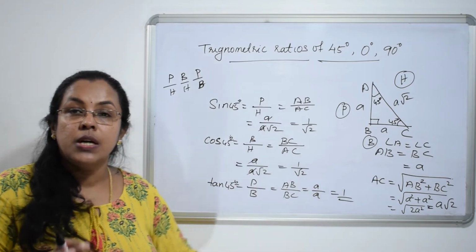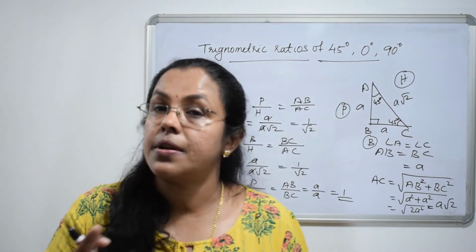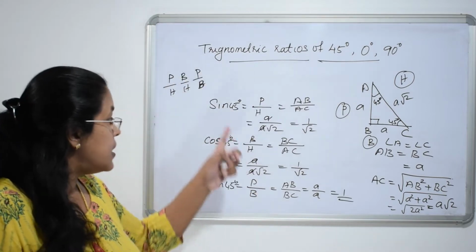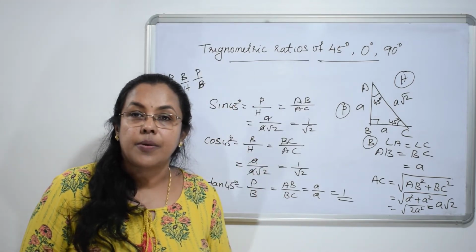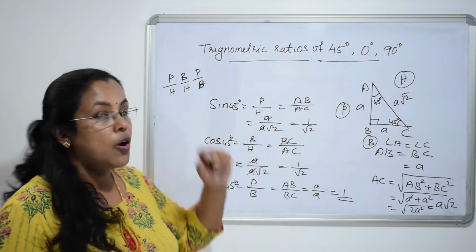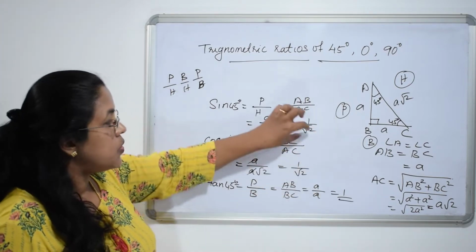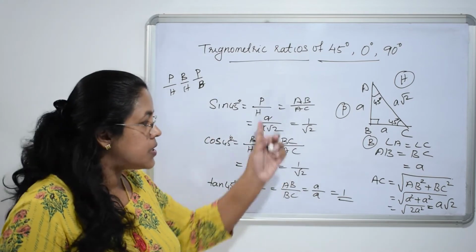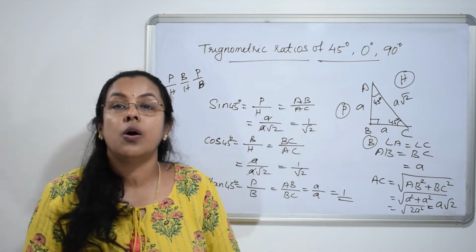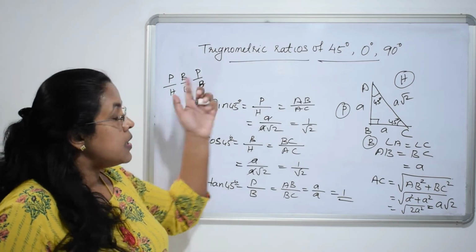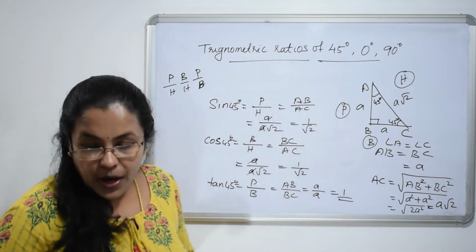The rest of the three ratios are the reciprocal ratios of sine, cos and tan. The reciprocal ratio of sine is cosec. Cosec 45 is root 2. It is enough to learn this much, no need to learn the whole thing.